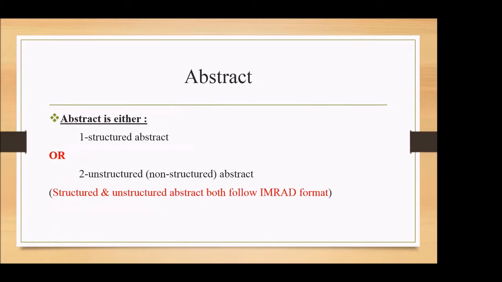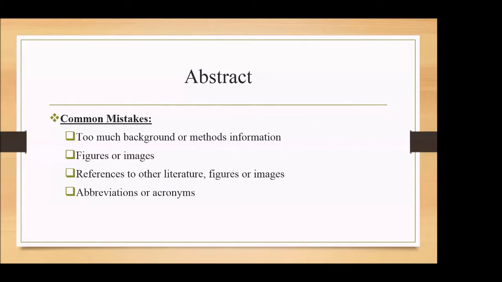So we do have 2 different types of abstract. It could be either structured or unstructured, or non-structured, and I will show you the difference in a moment. Of course, structured and unstructured abstracts both follow the IMRAD format. The IMRAD, which is introduction, methodology, results and discussion. So this is what we call the IMRAD format.